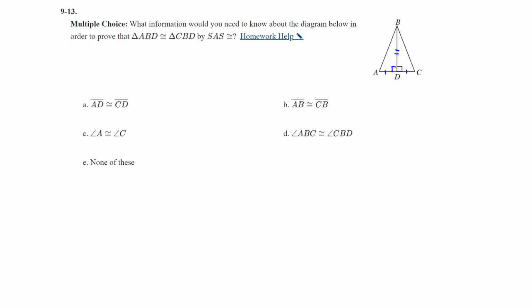So that's probably the one that we need to add, because we know by the reflexive property that line segment BD is congruent to itself. So AD is congruent to CD, this one right here. That's the piece of information that we would need to know. The other 2 we know based off of the diagram.